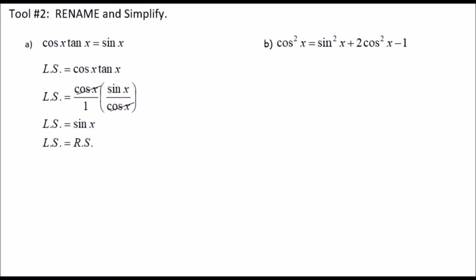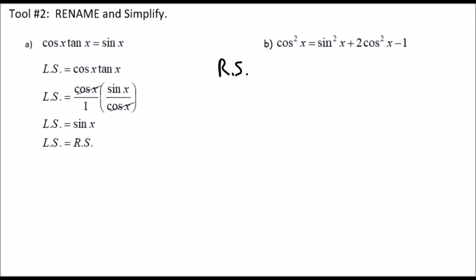Again, we look at the tougher side. The left side's actually really easy. Nice cos squared x, so I'm not going to worry about that. But I do have on this side sine x squared plus 2 cos x squared minus 1. So I'm going to talk about the right side here.